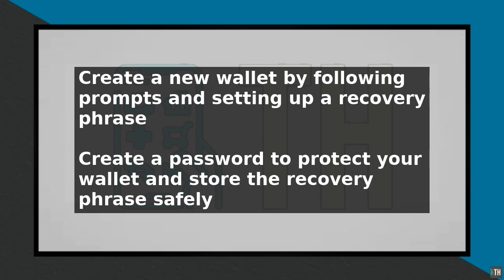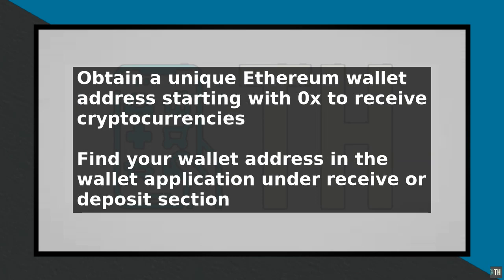After setting up your wallet, you will be given an Ethereum wallet address, which is a unique string of characters that starts with 0x. This address is used to receive Ethereum and other cryptocurrencies. You can find your wallet address in the wallet application, usually under the Receive or Deposit section. To receive Ethereum, simply provide your wallet address to the sender, and the funds will be transferred to your wallet.